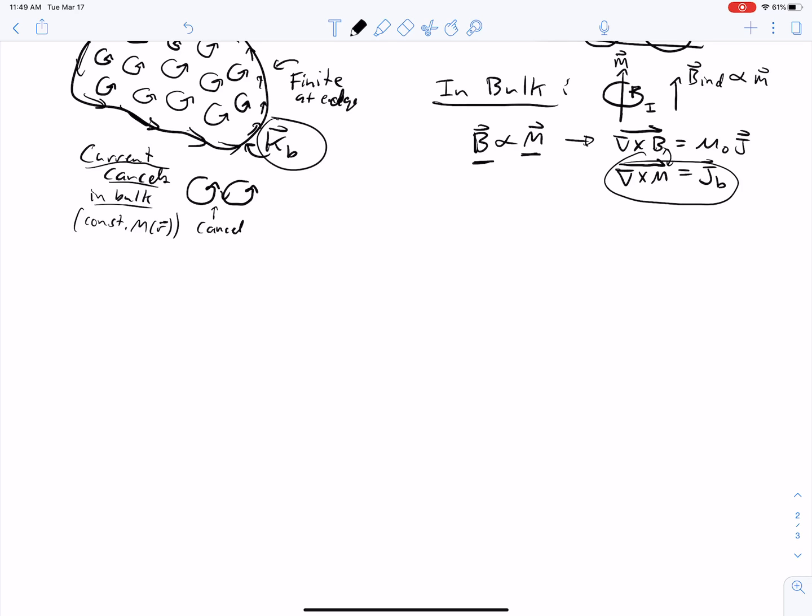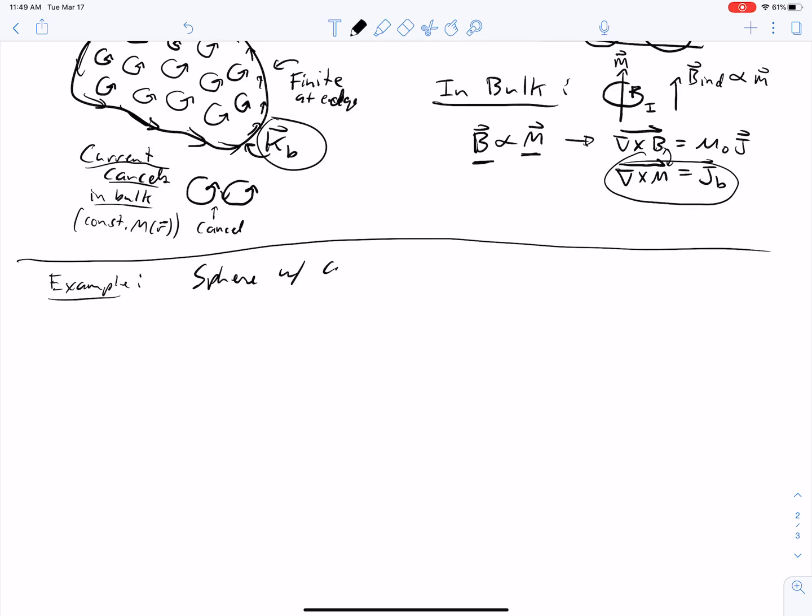And now what we're going to do is let's do an example. For this example, let's consider a sphere with constant magnetization inside of it. And then let's ask ourselves, what's B far away, at some faraway point? Okay, so let's just take a look at this.